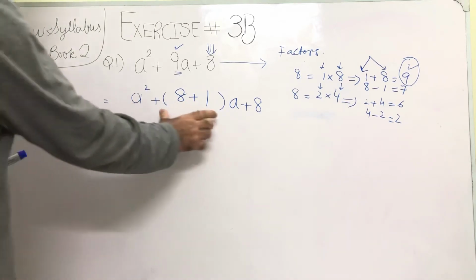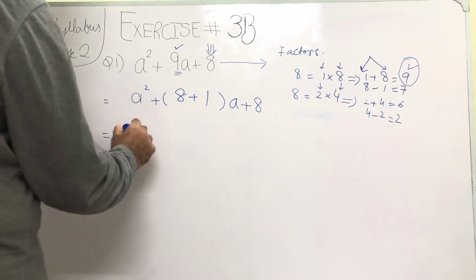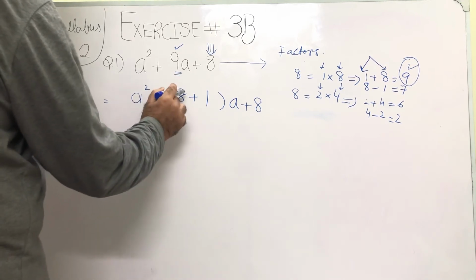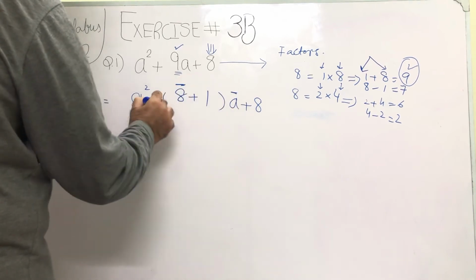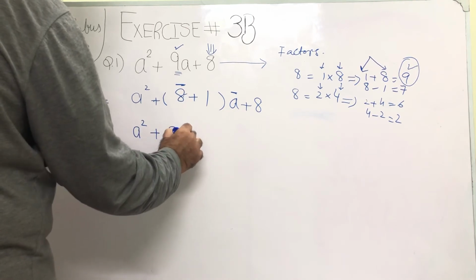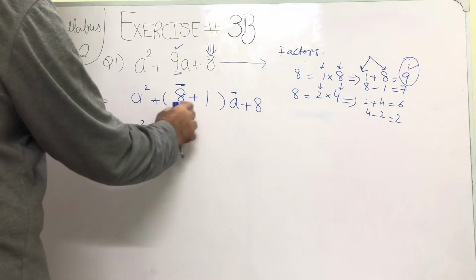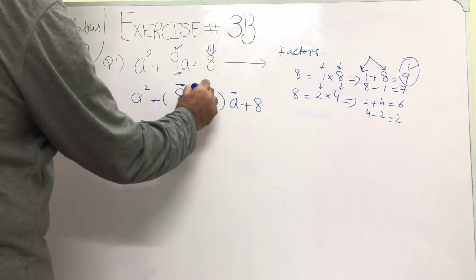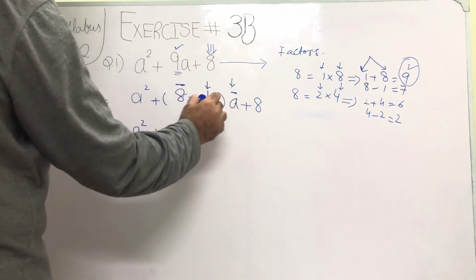Now we will open this bracket. You know how to open? It will be like this. This plus 8, this 8 will be multiplied with a. It becomes plus 8a. Okay. Then this plus is multiplied with the plus, it becomes plus. Plus 1 will be multiplied with a, plus 1a.